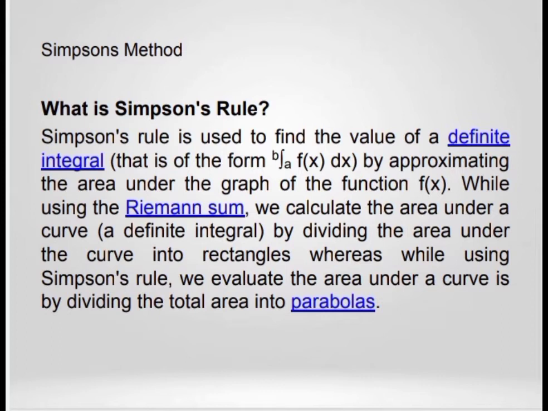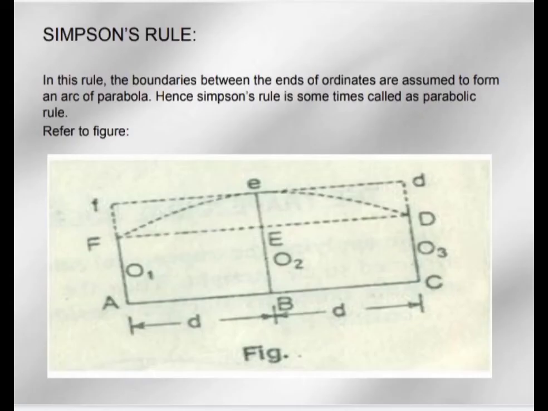It's used to find the value of a definite integral by approximating the area under the graph of the function f of x. When using the Riemann sum, we calculate the area under a curve by dividing the area under the curve into rectangles, whereas while using Simpson's rule, we evaluate the area under a curve by dividing the total area into parabolas. This figure represents the parabolic rule.